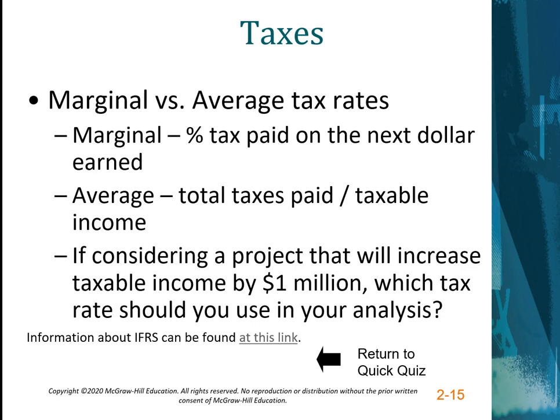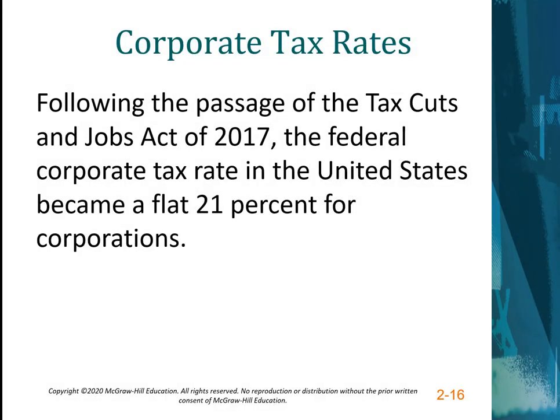So the question is, if you're considering a project that will increase taxable income by $1 million, what tax rate should you use in your analysis? Well, think about it, okay? We're not going to be paying the average tax rate on that additional $1 million in taxable income. We're going to be paying the marginal tax rate because we're adding that on top of what we've already earned. So the tax rate that should be used is the marginal tax rate.